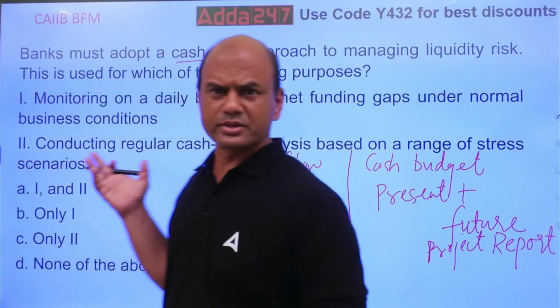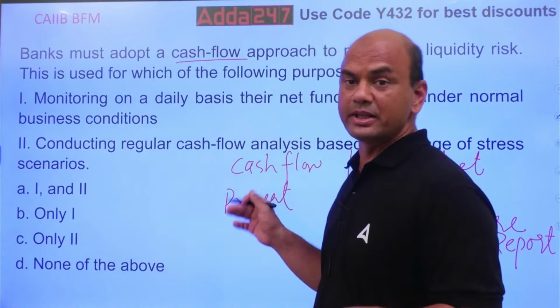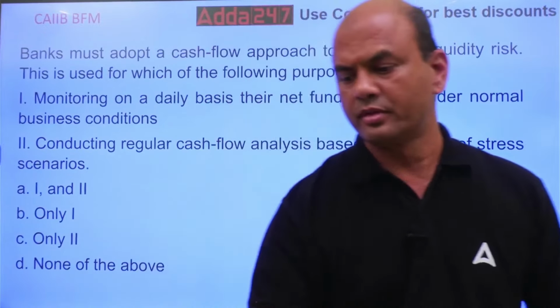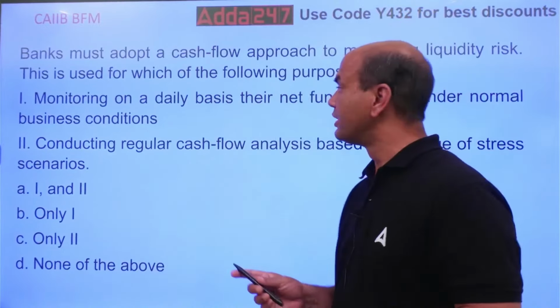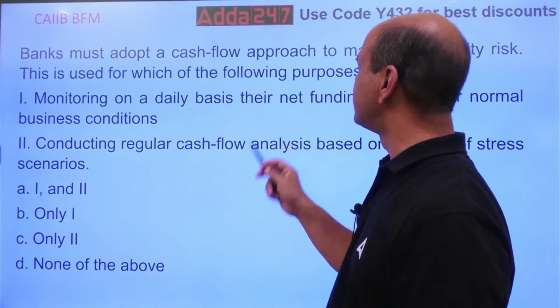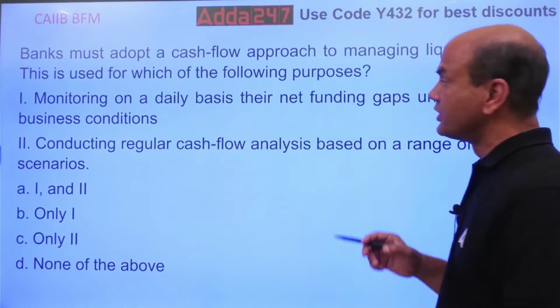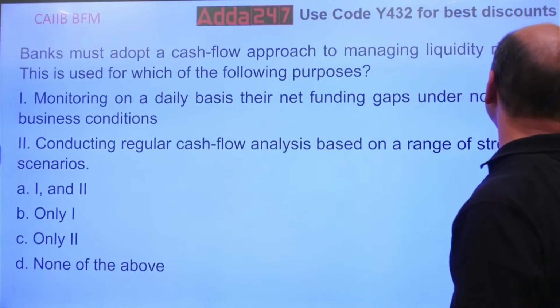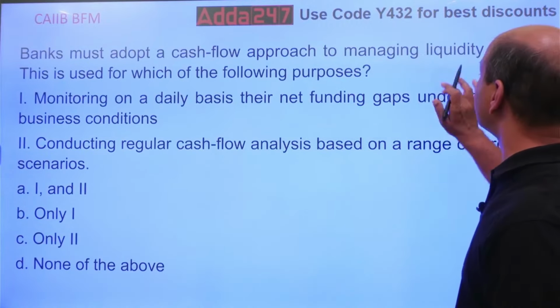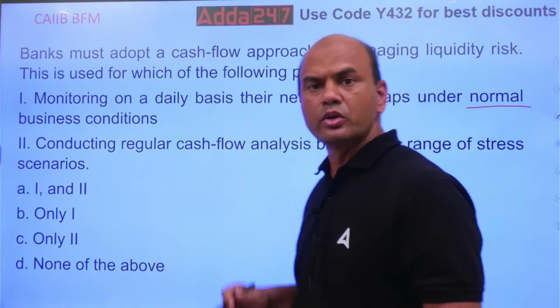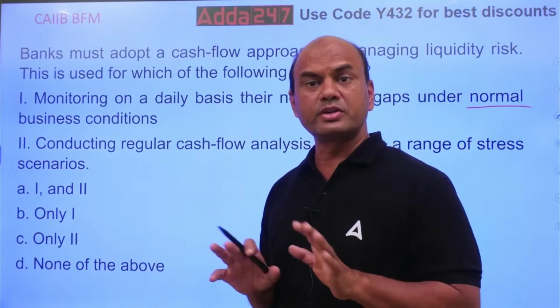So now look at the questions here. I was first explaining the concept to you. Monitoring on a daily basis their net funding gaps under the normal business conditions. So monitoring the daily gaps under the normal business conditions. What do you mean by normal business condition? Normal means whatever is going on regularly.